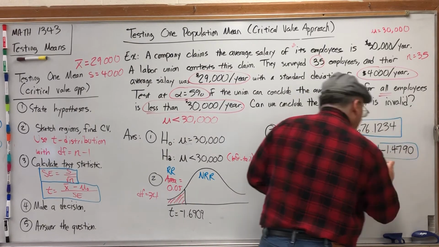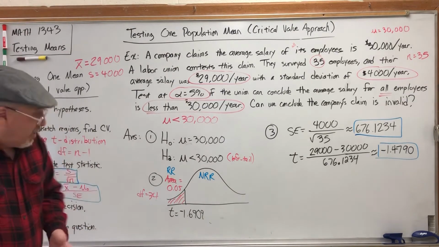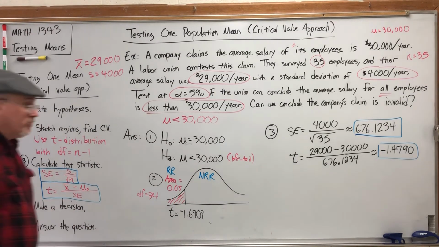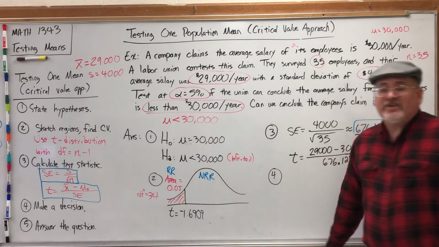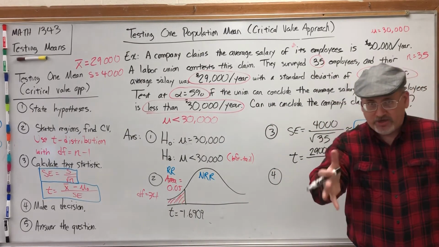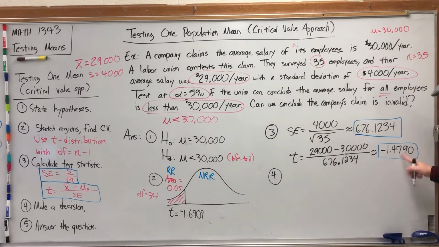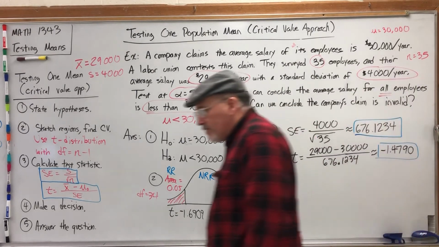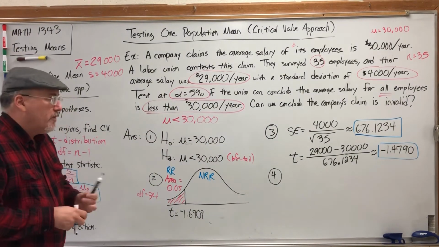There we go. All right, all the calculations are done. All that remains now is to make a decision and answer the question. Remember, your decision is one of 2 things. You pass judgment on the null hypothesis, reject it or do not reject it. That decision is based on where your test statistic lands relative to your critical value, specifically which side of it lands on, meaning which region.